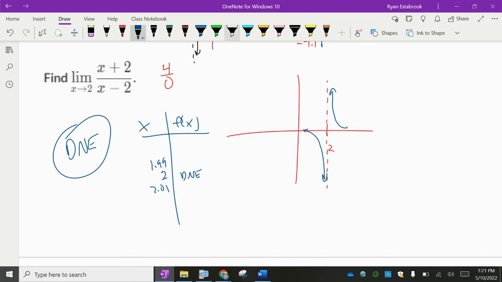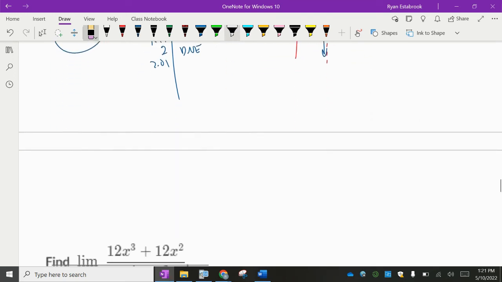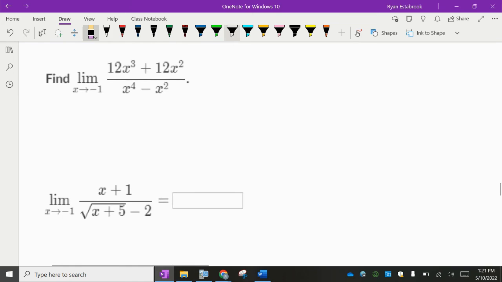If it only had a 2 from the left or a 2 from the right, like a negative or a positive there, the one-sided limits would both be either infinity or negative infinity, but they were different. That's why it does not exist. So when you get a number over 0, analyze. Look at the table.